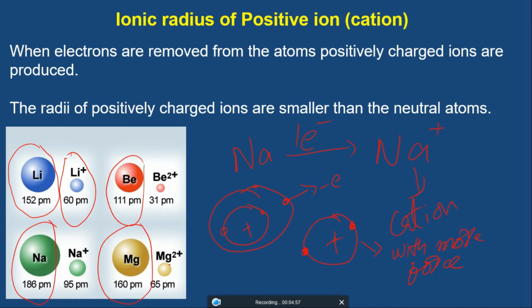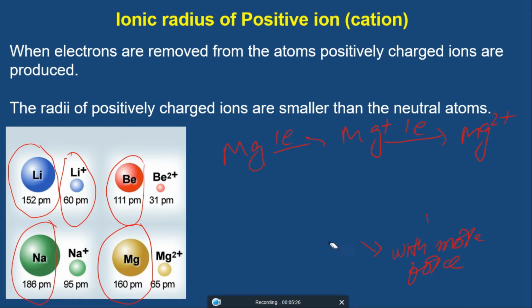One thing more: magnesium is a member of the second group. When one electron is removed, it forms Mg+. When we further remove one more electron, it is called a divalent cation. The radius of the divalent cation will be smaller than the monovalent cation.